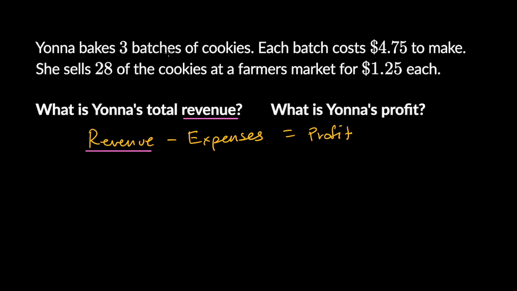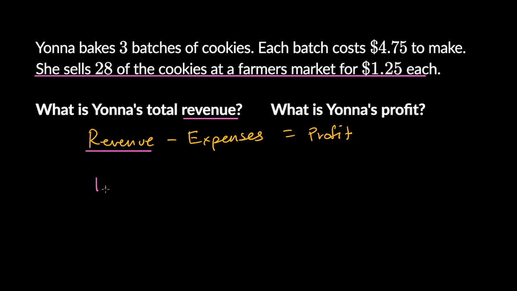So if we look over here, revenue, let's see, what is she selling? What money is she getting from other people? The batches of cookies, this looks like an expense. 3 batches, each batch costs $4.75 to make. So this part right over here tells us our revenue. 28 cookies at $1.25 each. If I were to estimate it in my head, that's a little less than 30, a little more than $1. I would say it's going to be a little bit more than $30. Let's see what happens when I actually multiply it out.